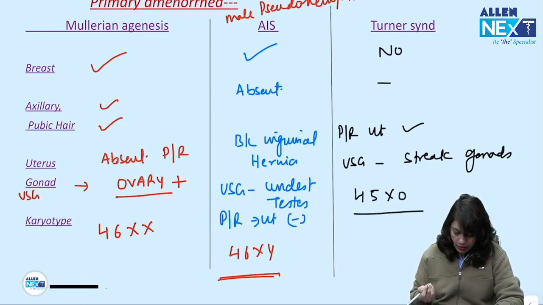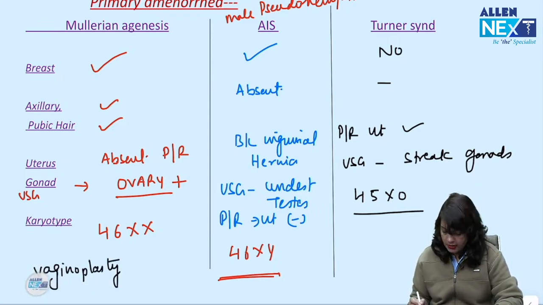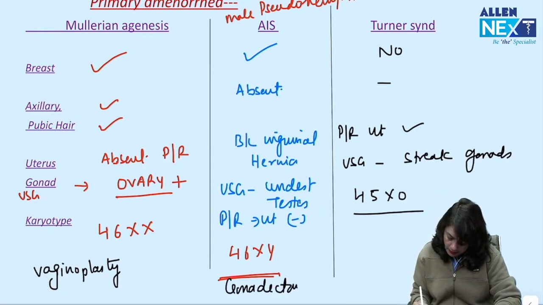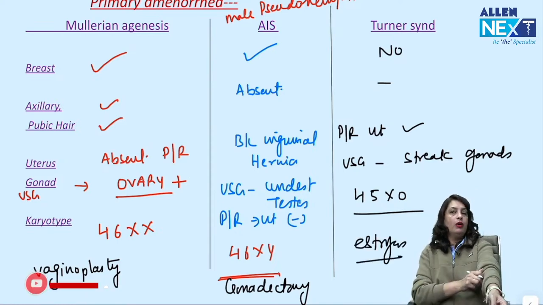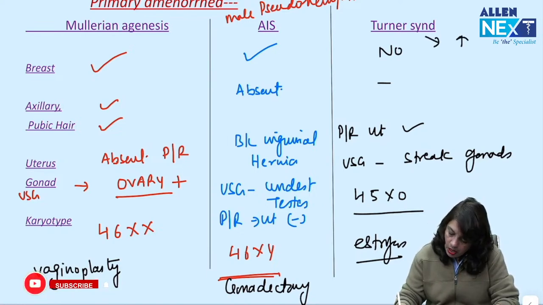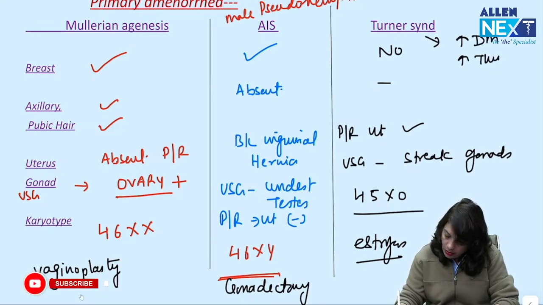Now, what is the treatment you can offer if a Mullerian agenesis patient is about to get married? Vaginoplasty can be offered. In cases of androgen insensitivity syndrome, there is a risk for testicular tumors, so we will offer gonadectomy. In Turner syndrome, you will give estrogen therapy, to treat the osteoporosis. And these patients of Turner syndrome are at risk of diabetes, autoimmune thyroiditis later in life, and they are at risk of ovarian tumor, that is gonadoblastoma.